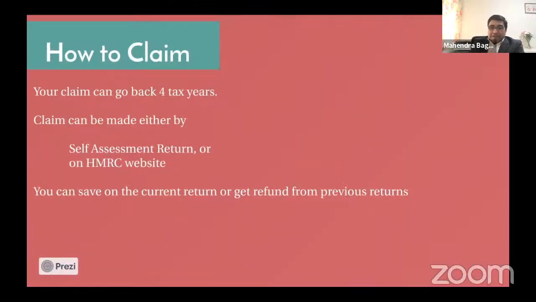You can go back 4 years. So if you have had this situation for a long time, you can go back for 4 tax years. You can do this claim when you are submitting your self-assessment return, or if you are not registered as an employee, you don't have to register for self-assessment. But let's say if you are, because you got some other income, then you use that. Or on the HMRC website, if you search for job expenses relief, you'll be able to go through their website and just submit a claim without registering for the self-assessment. For the previous years also, you can do the same thing.